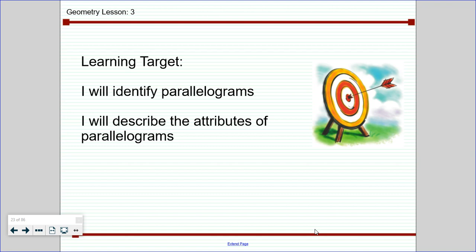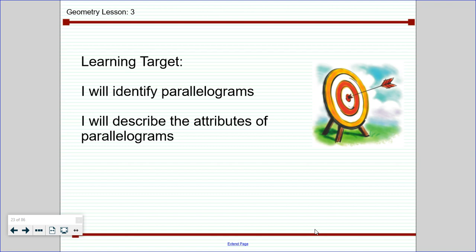Our first lesson in geometry was identifying and describing the attributes of polygons. Then yesterday, we focused on quadrilaterals and the different types of quadrilaterals and how we can describe them using geometric vocabulary. And today we're going to focus on a specific type of quadrilateral called a parallelogram.